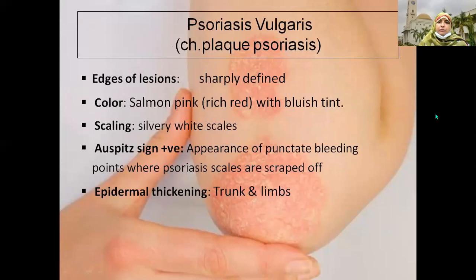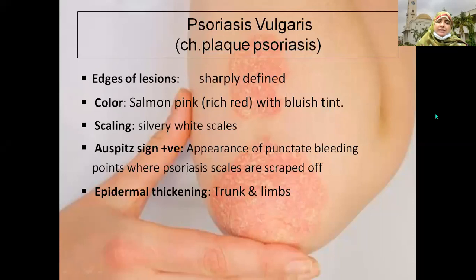Now, the first and the most common form, as you might have seen in these patients, is known as psoriasis vulgaris or plaque psoriasis. You must have heard this word vulgaris too much. This is not related to vulgarity anyhow. Vulgaris means common, like acne vulgaris, lupus vulgaris, which is the commonest type of tuberculosis of the skin, and psoriasis vulgaris, and so on. This is the plaque type, in which you have sharply defined plaques with sharply defined edges.